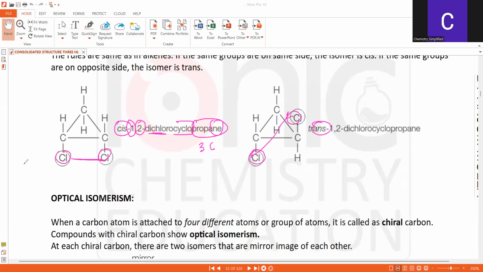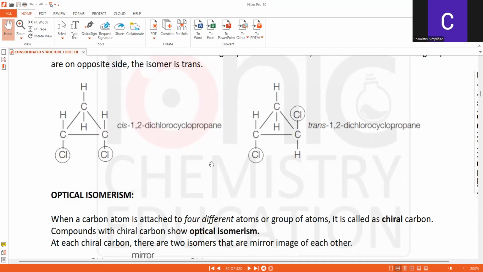The cyclic compounds also will have cis and trans isomers, depending on whether the common atoms or groups of atoms are on the same side or on the opposite side. Okay, so that's all about the cis-trans isomers.